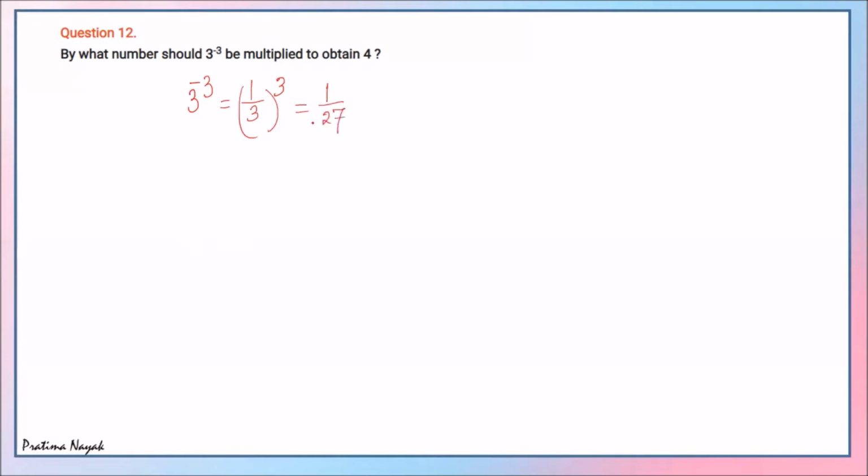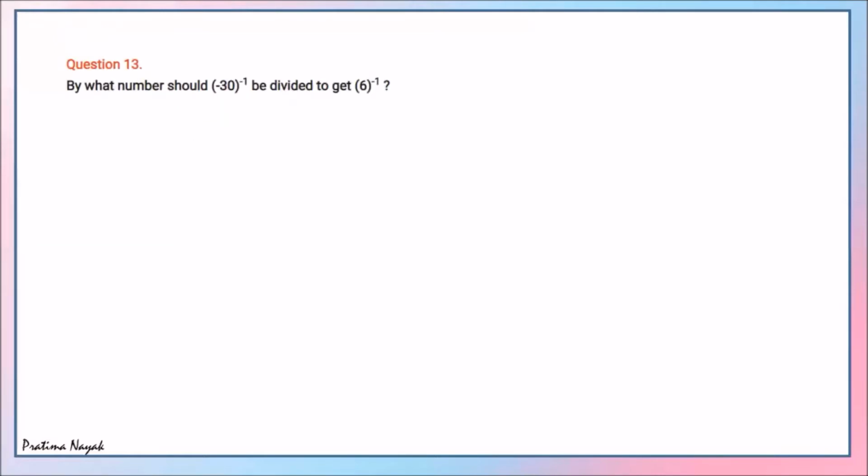And the numerator will be 1 multiplied any times, it's 1. Now, what should be multiplied with this to get 4? So what we do, we divide 4 by 1 by 27. So this is equal to 4 by 1 into 27 by 1. What is the result? The result is 108. I hope you understood.